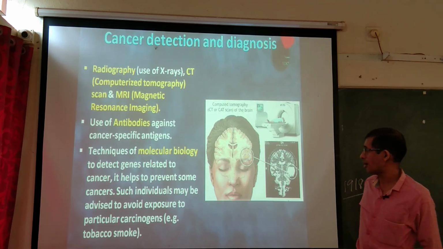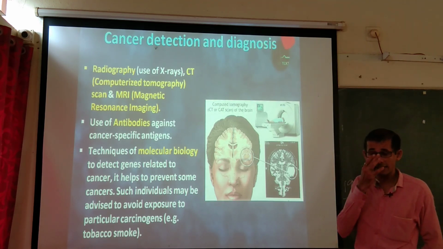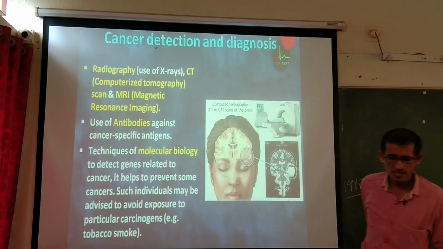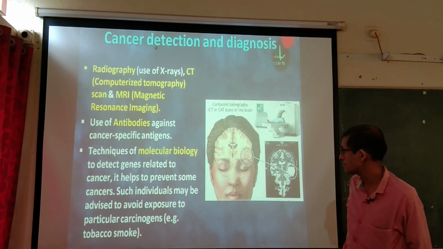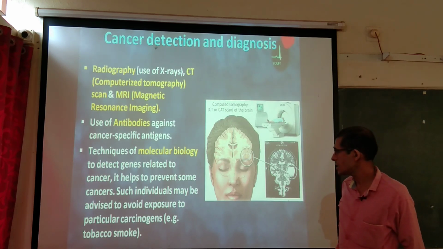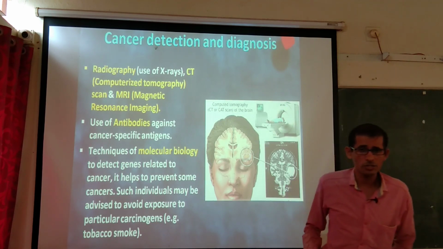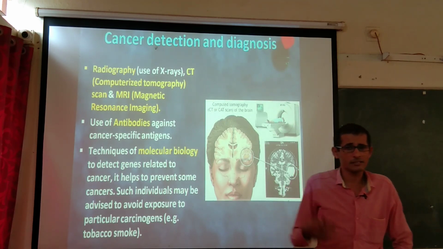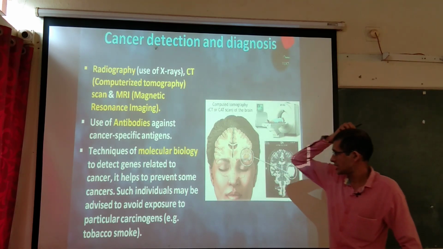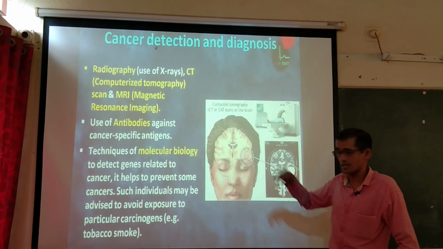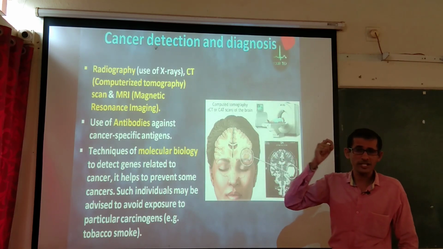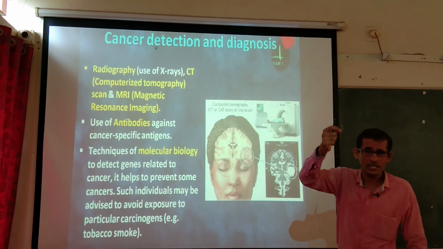ಯೂಸ್ ಆಫ್ ಆ್ಯಂಟಿಬಾಡೀಸ್ ಅಗೇನ್ಸ್ಟ್ ಕ್ಯಾನ್ಸರ್ ಸ್ಪೆಸಿಫಿಕ್ ಆ್ಯಂಟಿಜನ್, ಕ್ಯಾನ್ಸರ್ ಸೆಲ್ಸಿಂದ ಬರುವಂಥ ಸ್ಪೆಸಿಫಿಕ್ ಆ್ಯಂಟಿಜನನ್ನು ಐಡೆಂಟಿಫೈ ಮಾಡಲಿಕ್ಕೆ ಆ್ಯಂಟಿಬಾಡಿ ಟೆಸ್ಟ್ಗಳನ್ನು ಕೂಡ ಮಾಡ್ಬೋದು. ದೆನ್ ಟೆಕ್ನಿಕ್ಸ್ ಆಫ್ ಮಾಲಿಕ್ಯುಲರ್ ಬಯಾಲಜಿ, ಇತ್ತೀಚೆಗಿನ ರಿಕಾಮೆಂಡೇಡ್ ಟೆಕ್ನಾಲಜಿ, ಮೆಡಿಕಲ್ ಬಯೋಟೆಕ್ನಾಲಜಿಯಲ್ಲಿ ಮಾಲಿಕ್ಯುಲರ್ ಬಯಾಲಜಿ ಟು ಡಿಟೆಕ್ಟ್ ದ ಜೀನ್ಸ್ ರಿಲೇಟೆಡ್ ಟು ಕ್ಯಾನ್ಸರ್. ಸೊ ವಿಚ್ ಈಸ್ ದ ಜೀನ್ ರೆಸ್ಪಾನ್ಸಿಬಲ್ ಫಾರ್ ದಟ್ ಅನ್ಕಂಟ್ರೋಲ್ಡ್ ಸೆಲ್ ಡಿವಿಷನ್.